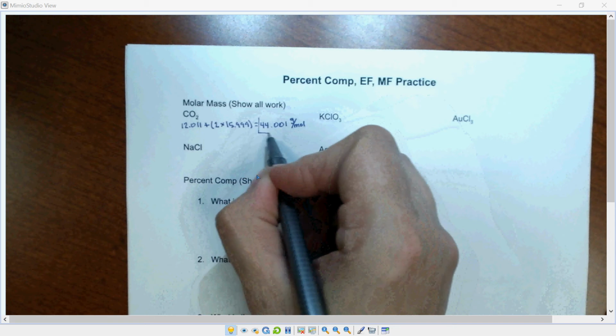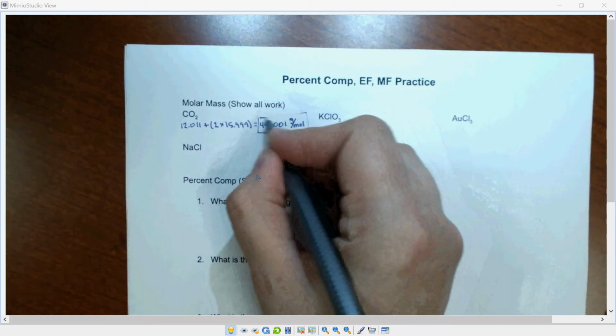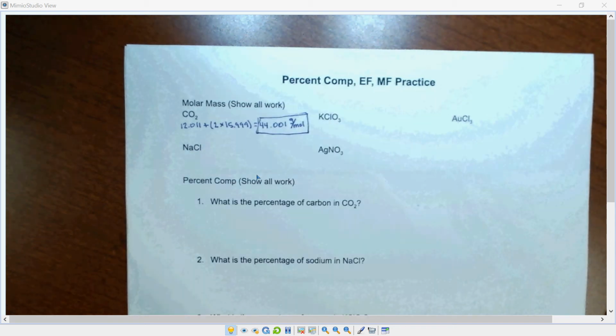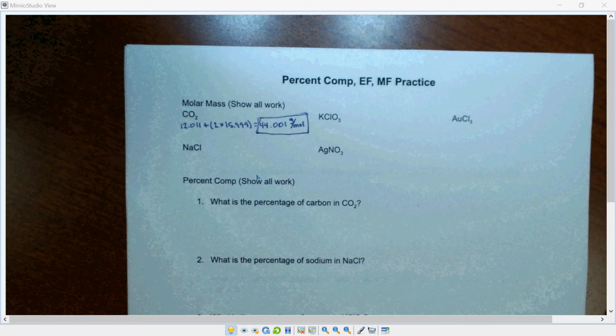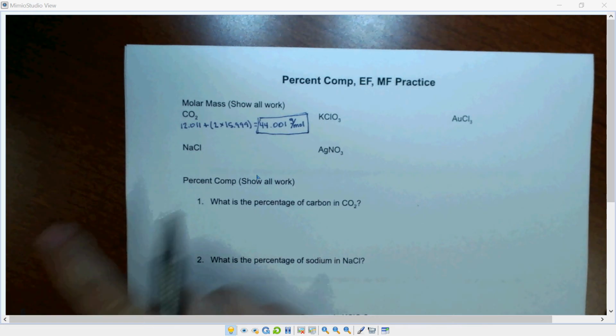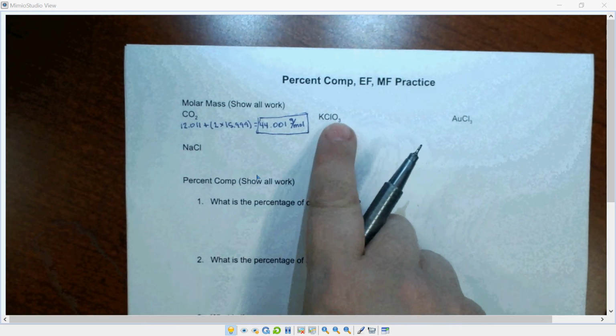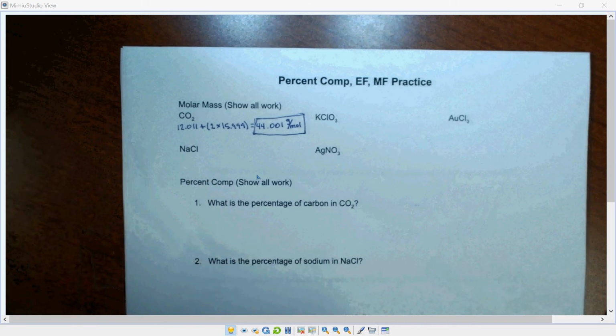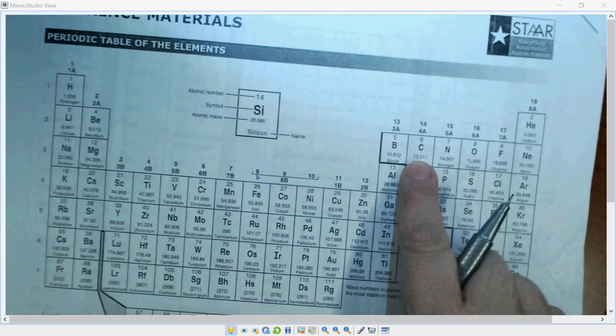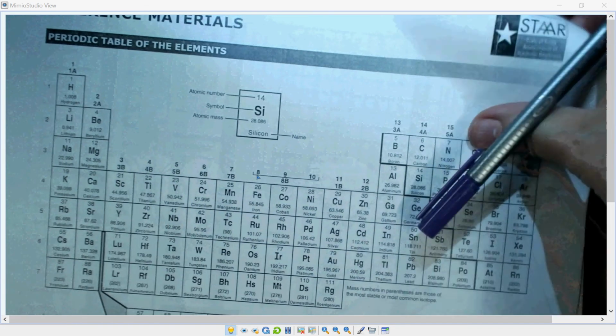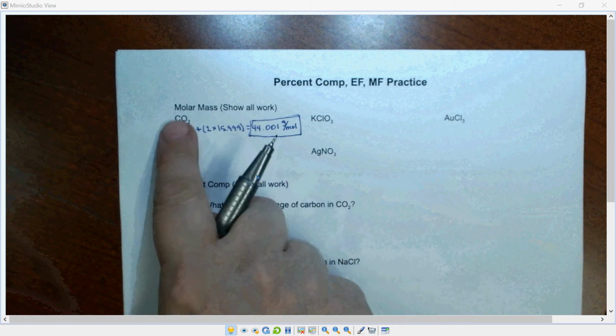Double check that. I just don't have a calculator on me, so you'll want to double check that. That is how you find the molar mass of a full compound. Just take the subscripts, multiply it by the mass found on the periodic table, so the atomic masses, like here, and then add them up for each of the compounds.